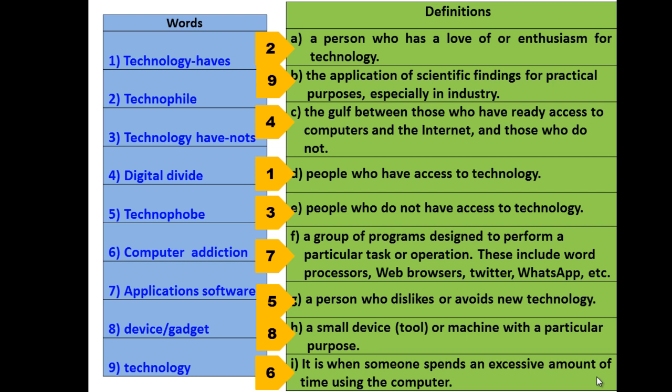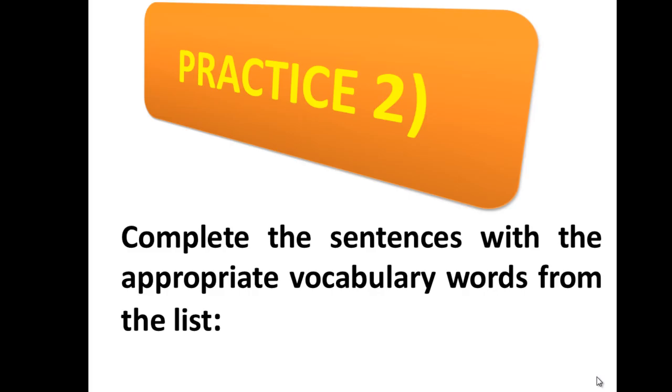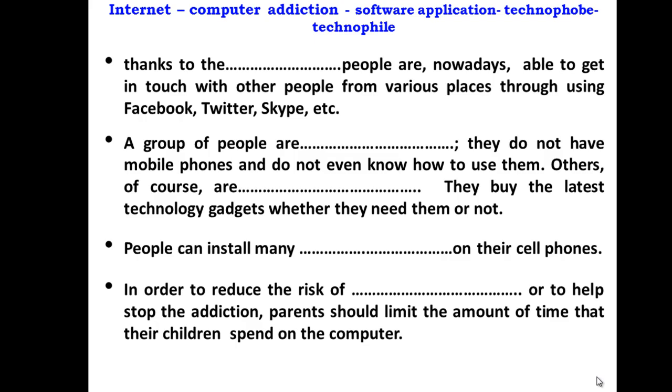Well, let's move on to the next exercise. In this exercise, you are required to complete the sentences with the appropriate vocabulary words from the list. So as you see, you are given a list of vocabulary words: internet, computer addiction, software application, technophobe, and technophile.